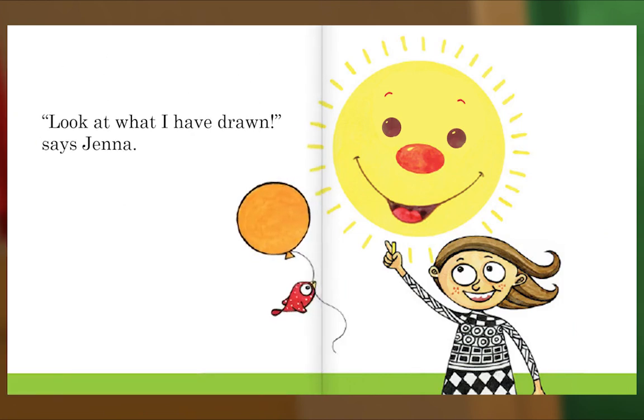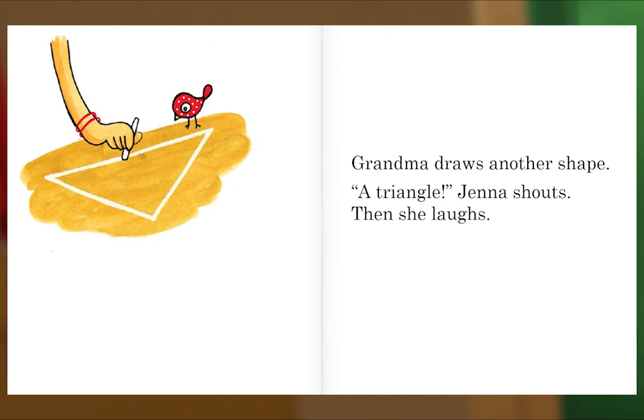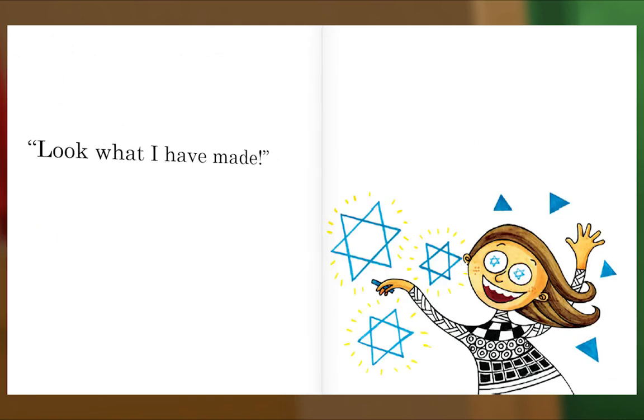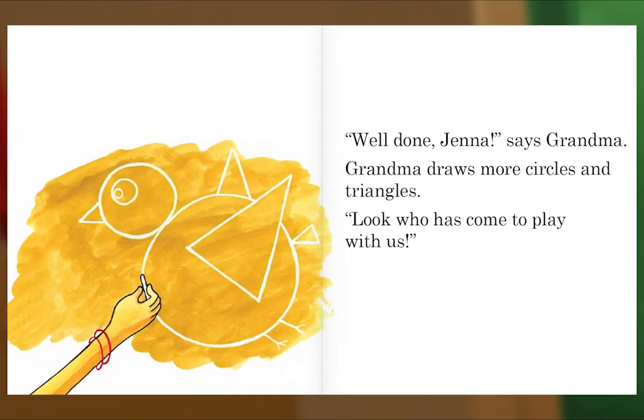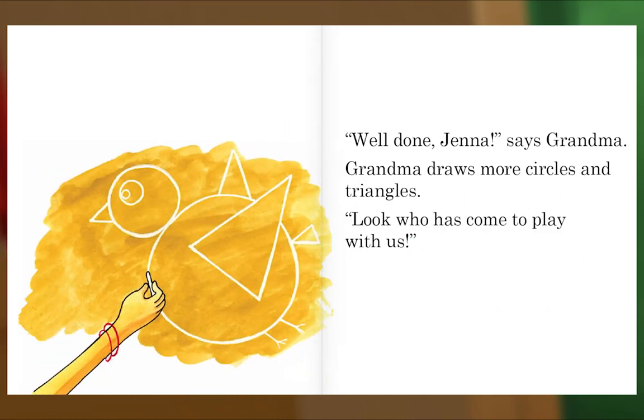"Look at what I have drawn," says Jenna. Grandma draws another shape. A triangle, Jenna shouts. Then she laughs. Look what I have made. Well done, Jenna, says Grandma. Grandma draws more circles and triangles. Look who has come to play with us.